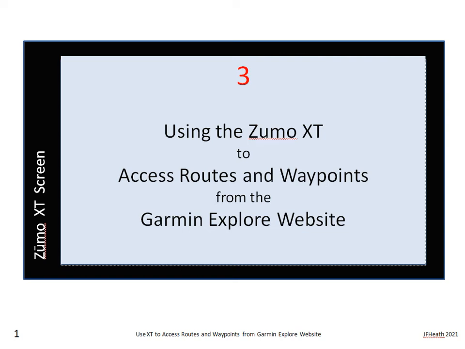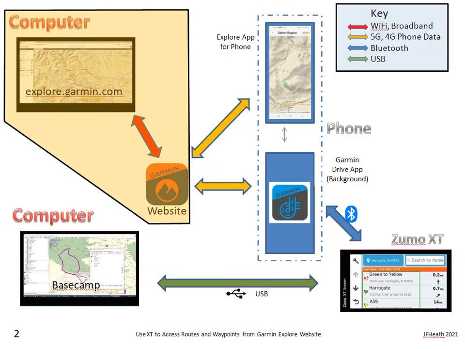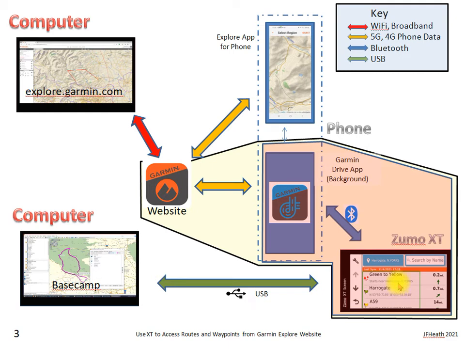Okay, this is the third video of a series of 4. We're going to get the Zumo to access the data from the Garmin Explore website, and if we look at our map, this is what we set up last time. Previously we'd set up this here, getting the Zumo to talk to Drive. We're now going to get the Zumo to access the website using that Drive connection.